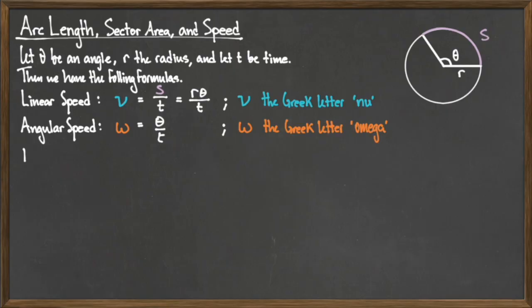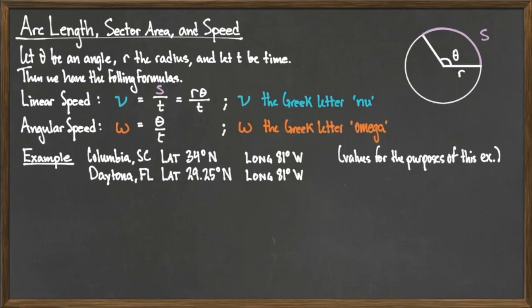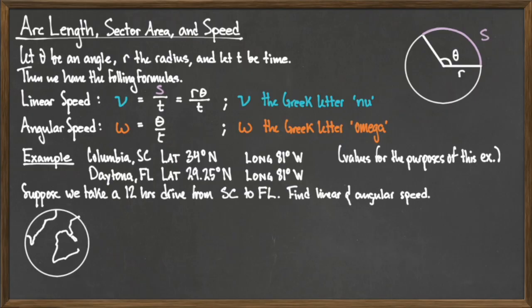Let's look at an example. Suppose that I have the following latitude and longitude distance for Columbia, South Carolina and Daytona Beach, Florida. And just FYI, the values here are tailored for the purposes of this example, making it a little bit easier. So even though these aren't exact latitudes and longitudes, we're just going to go with them for now to make the actual angle we have to compute a bit easier. Now suppose that I'm going to take a 12 hour drive from Columbia, South Carolina to Daytona Beach, Florida, and we have to find the angular and the linear speed.